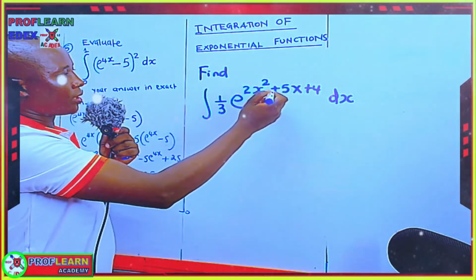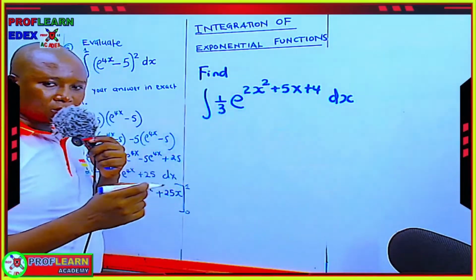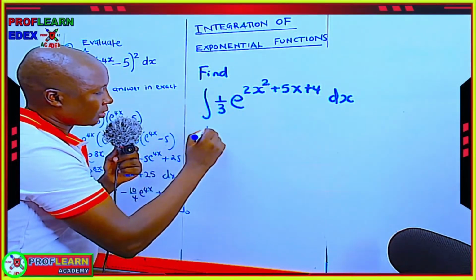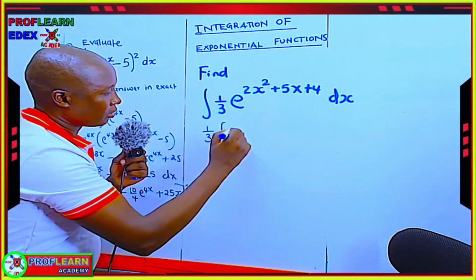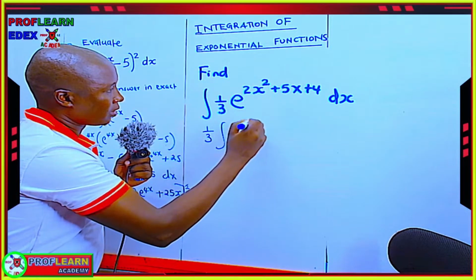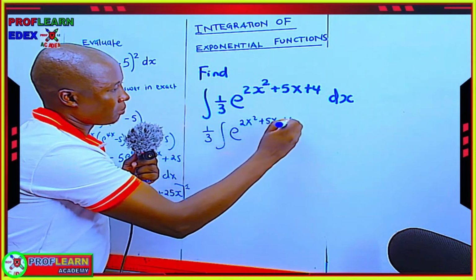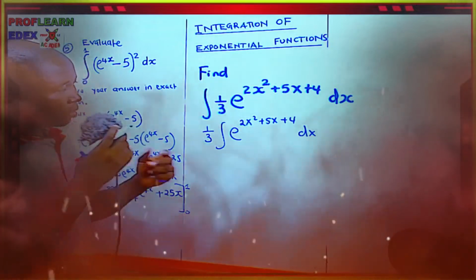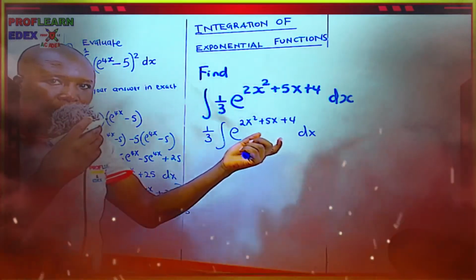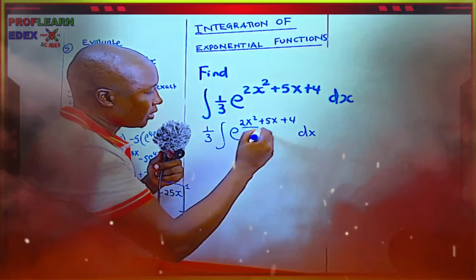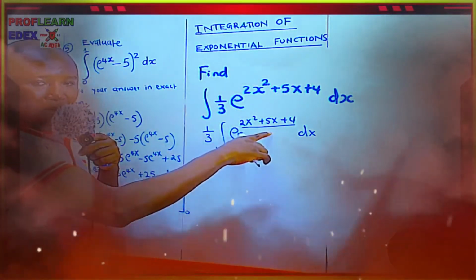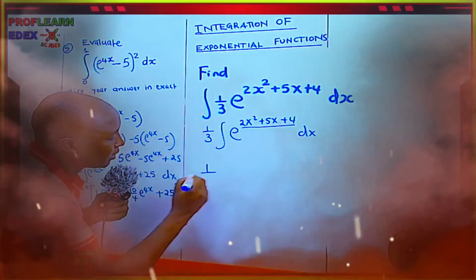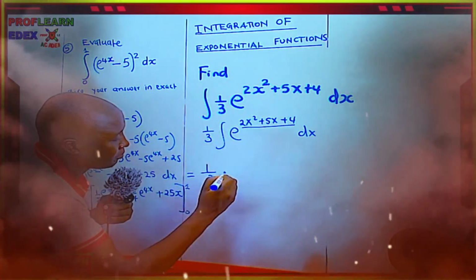Next, e to the power 2x squared plus 5x plus 4 with respect to x. Now, first we understand that we can take this constant out, and we shall have the integral of e to the power 2x squared plus 5x plus 4 with respect to x. We have mentioned that whenever you are integrating an exponential function, first you need to differentiate this power. Remember that we were having 1 over 3 times.